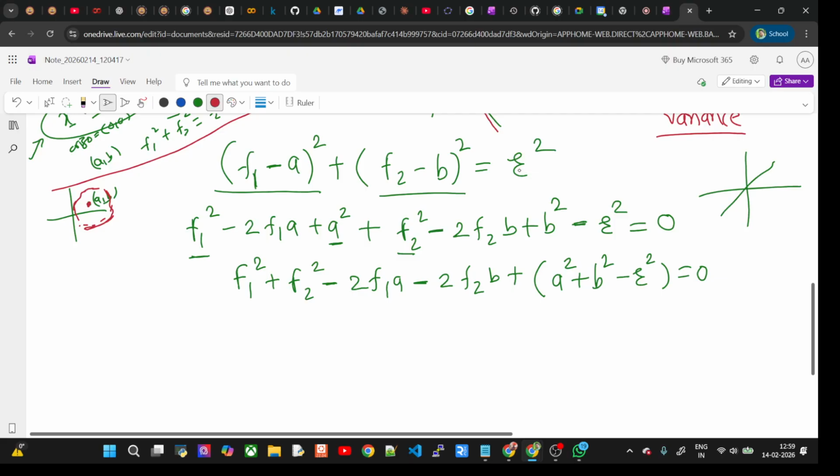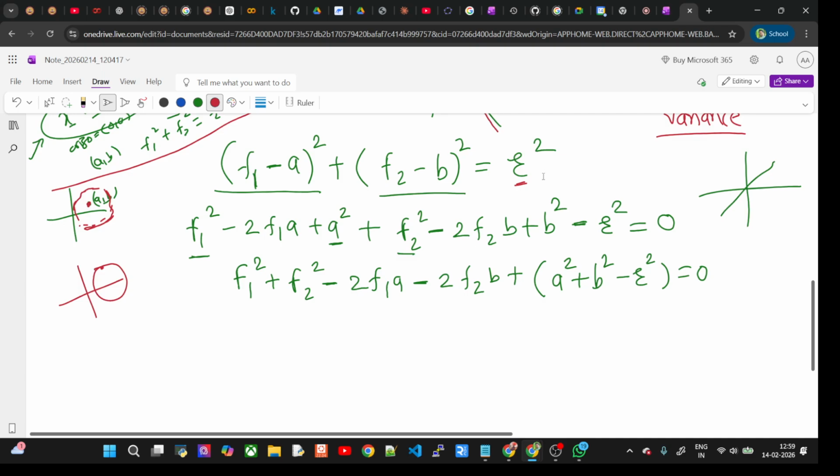Any point on this circle will satisfy this equation. Whatever point you put, it satisfies this equation: (f1 minus a) square plus (f2 minus b) square comes to r square, which is the radius square of that circle. All the points on the circle, or on the sphere, satisfy this kind of equation.